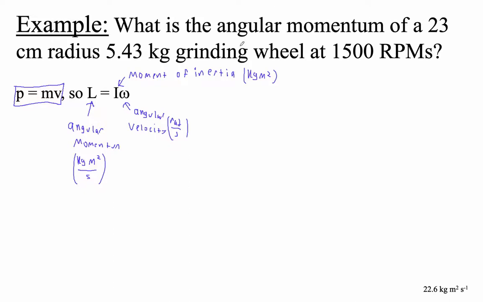So let's see, what is the angular momentum of a 23 centimeter radius, 5.43 kilogram grinding wheel at 1500 RPM? So let's turn that into radians per second. Okay, so step one, 1500 times 2 pi gives you radians, divided by 60 gives you seconds. So 1500 times 2 pi divided by 60 is 157.08 roughly, and that's radians per second. Okay, that's our first thing. So this is our omega.